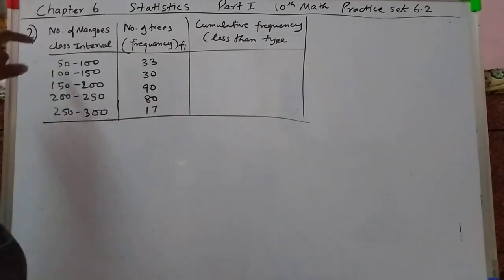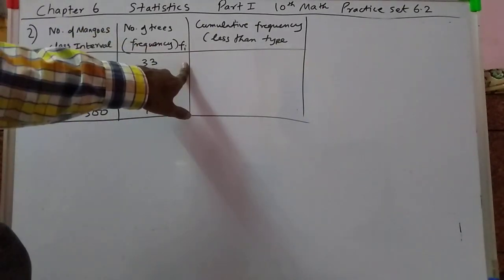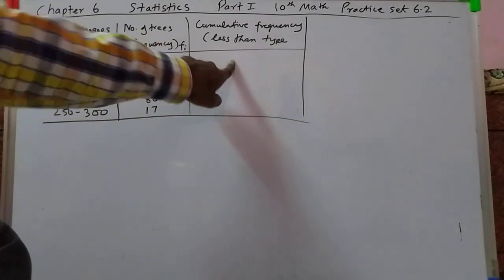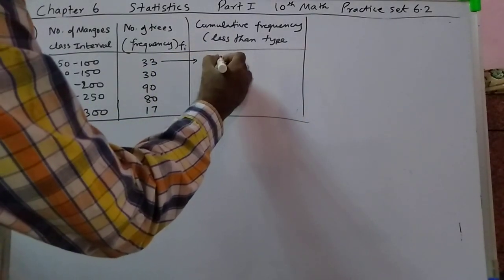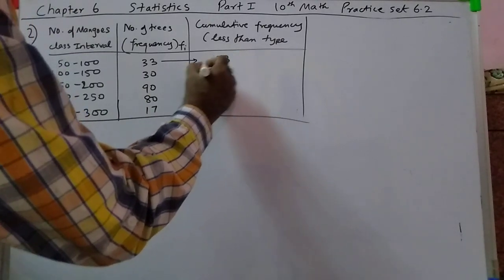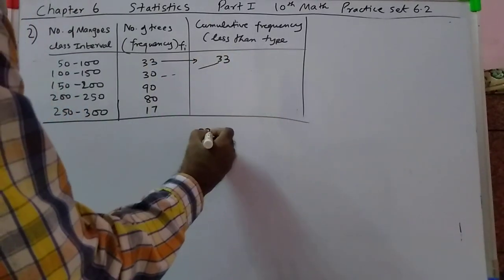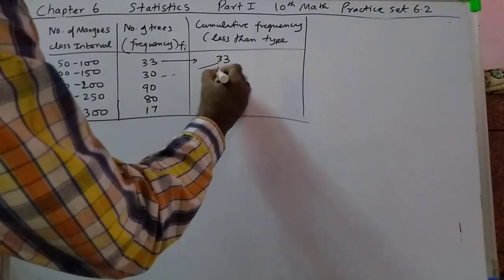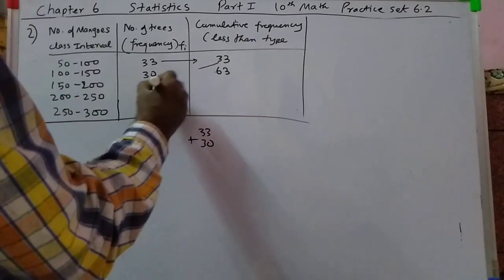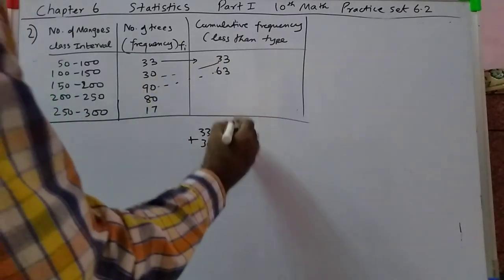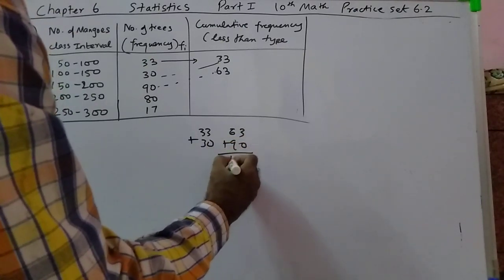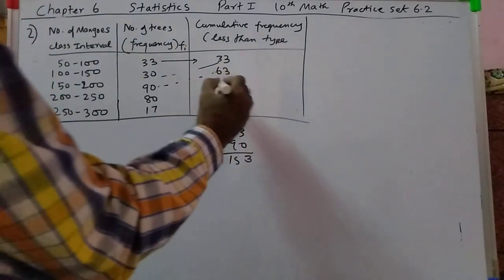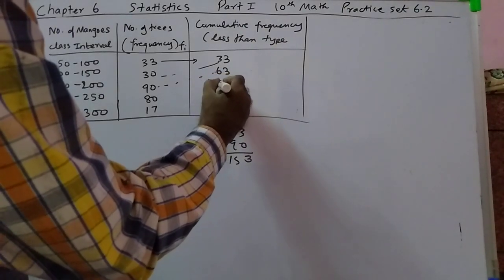Okay, next problem. Class interval is given, frequency is given. You have to find the cumulative frequency, less than type. That you can do very easily. First you take 33. Add it, 33 plus 30, that will become 63. Now 63 plus 93 will become 153. Okay, that you write as 153.